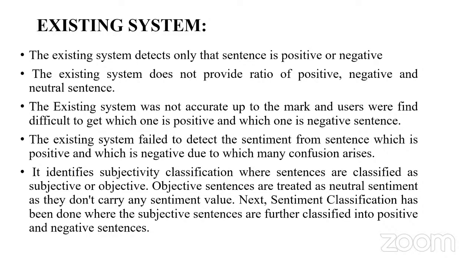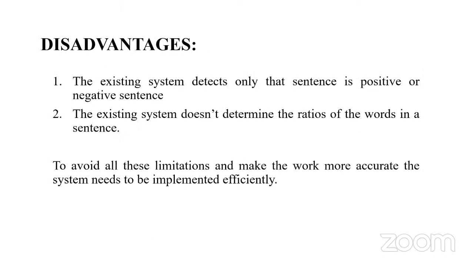The existing system does not provide the ratio of positive, negative, and neutral sentences. It was not accurate up to the mark, and users found it difficult to tell which sentence is positive and which is negative. It identifies subjective classification, where sentences are classified as subjective or objective. Next, sentiment classification is done, where the subjective sentences are further classified into positive and negative sentences. Now, the disadvantage of the existing system: it detects only sentences which are positive or negative.